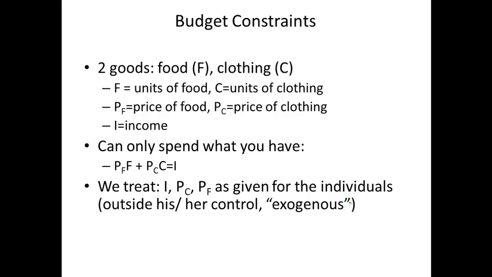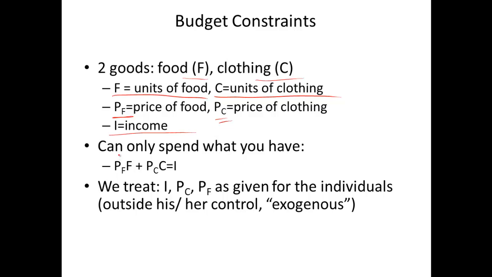So let's jump in. Let's say there are two goods, food, F, and clothing, C. F literally is the number of units of food the individual purchases. C is the number of units of clothing. P sub F is the price of food per unit. P sub C is the price of clothing per unit. I is equal to income.